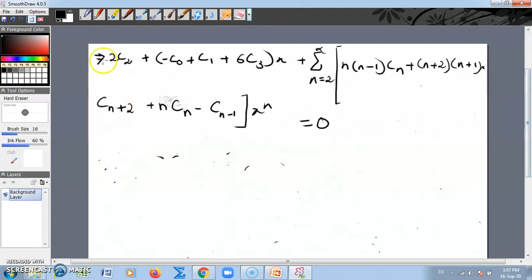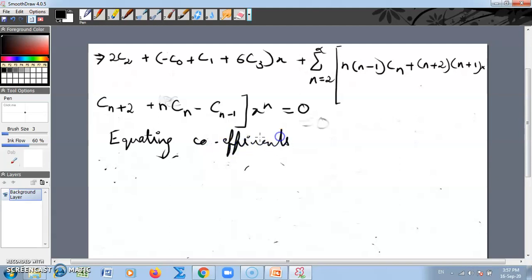Okay, so this is like this, and which is equal to 0. So what we do now, equating coefficients of equal powers of x.